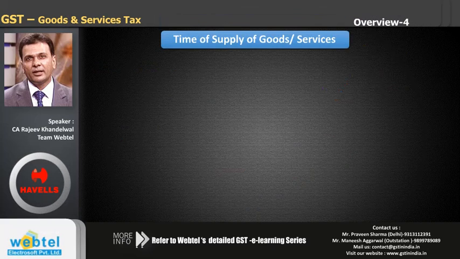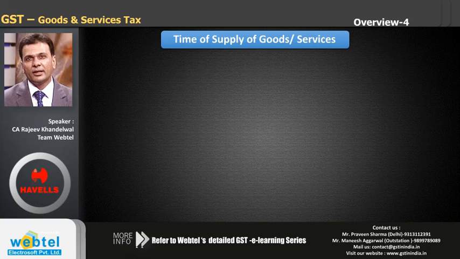Now the question arises of time of supply of goods and services. Why is this concept of time of supply of goods and services important? Why do we need to know when the goods or services have been supplied? Because it determines, yes, what does it determine? It determines when tax is to be paid, when GST is payable. It is because of that reason that we need to understand the time of supply of goods and services.